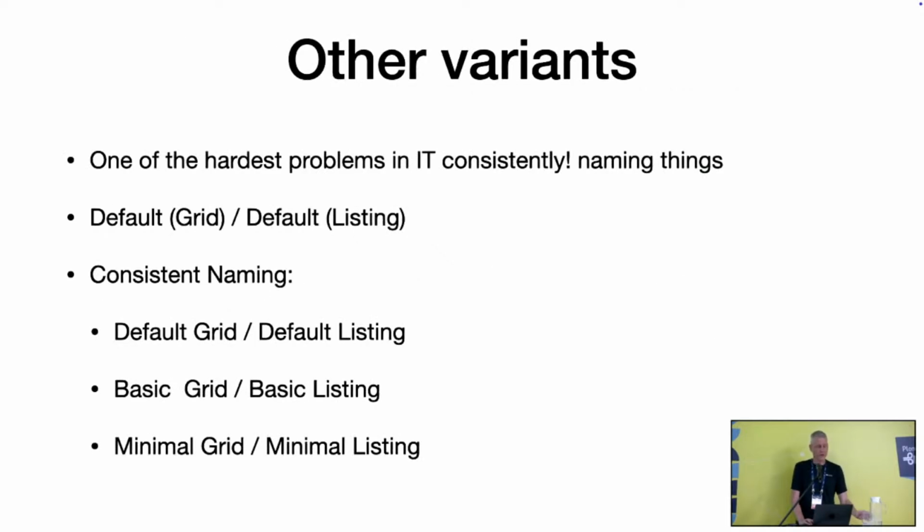So then the hardest thing in IT is consistently naming things. And if you start working with variants in your Volto site, do a reverse and another one and optimize this.